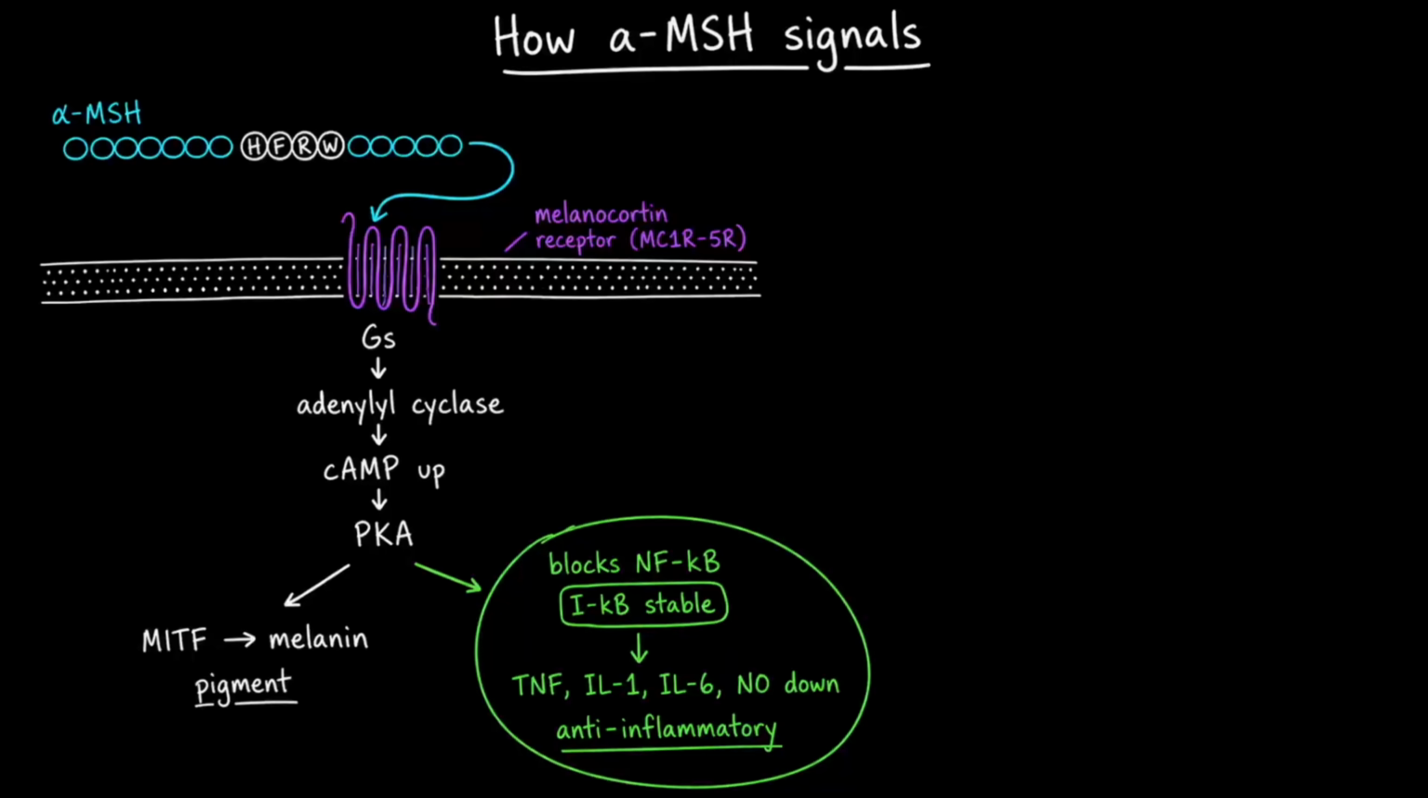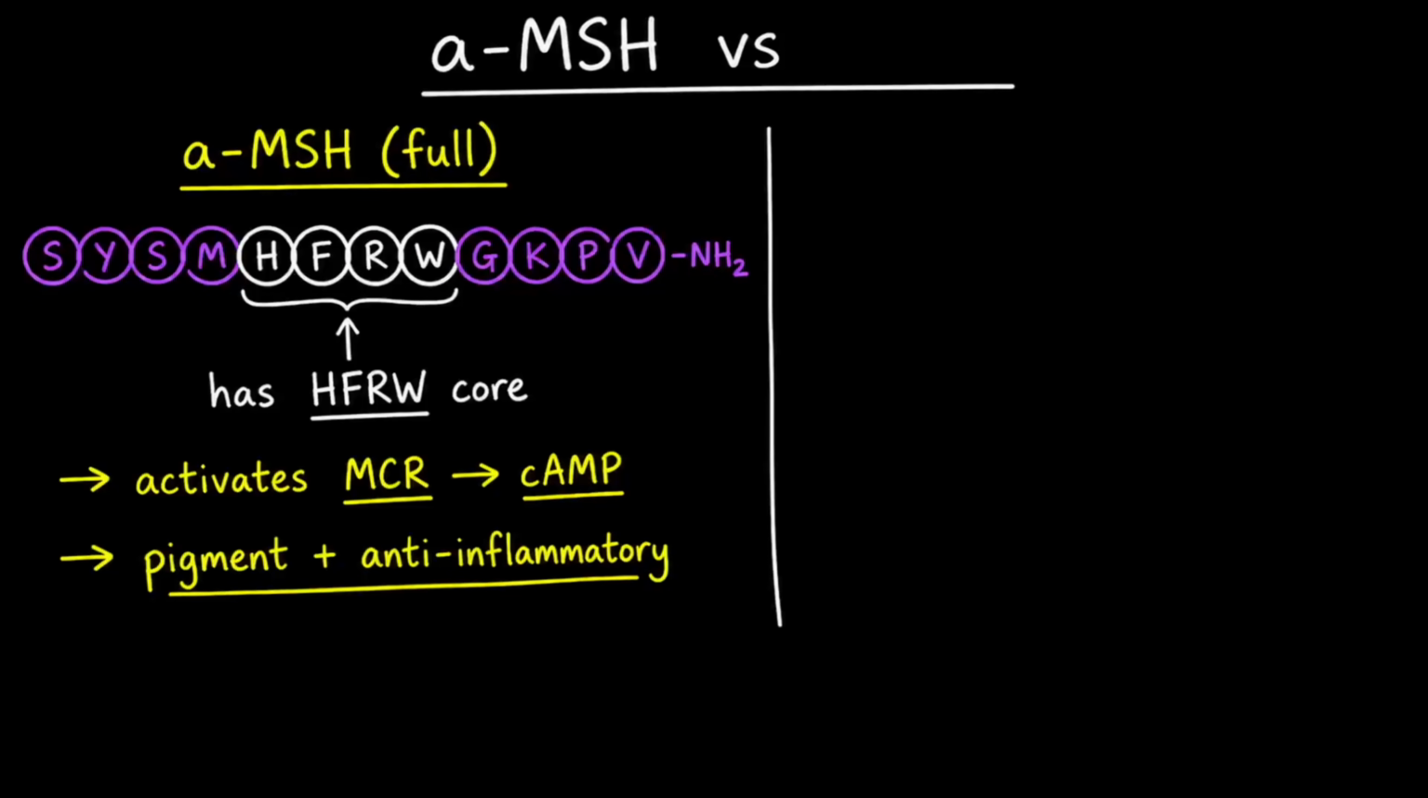And so this anti-inflammatory branch is the part most relevant to KPV, since it's the branch of the pathway that KPV manages to engage even without the receptor binding core. The receptor binding core being that HFRW site on alpha-MSH. So it doesn't have that, it's just that KPV tail. And this picture really comes down to one contrast, and I keep mentioning it, but I'm going to continue to do so because I think it's helpful.